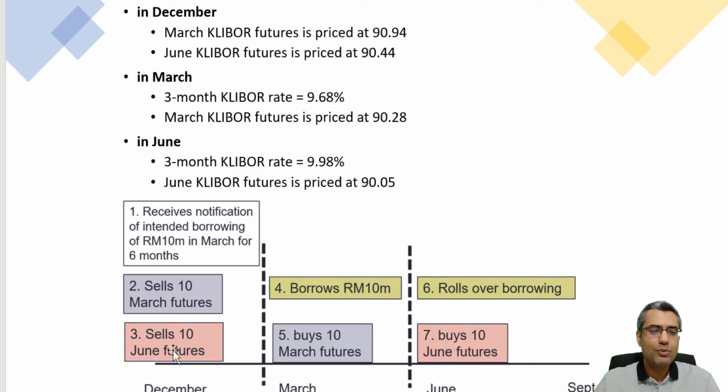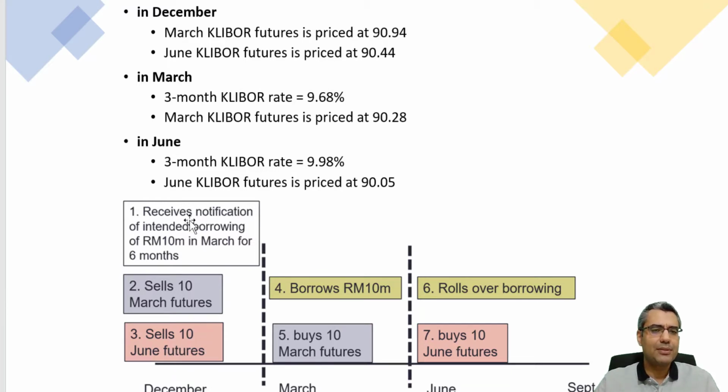So these 10 June futures contracts have locked in the interest rate over this period, which is from June onwards, the 3 months after June. So now I roll over borrowing. It means I borrow again, and I buy 10 June futures contracts to close my 10 June futures contracts, right?